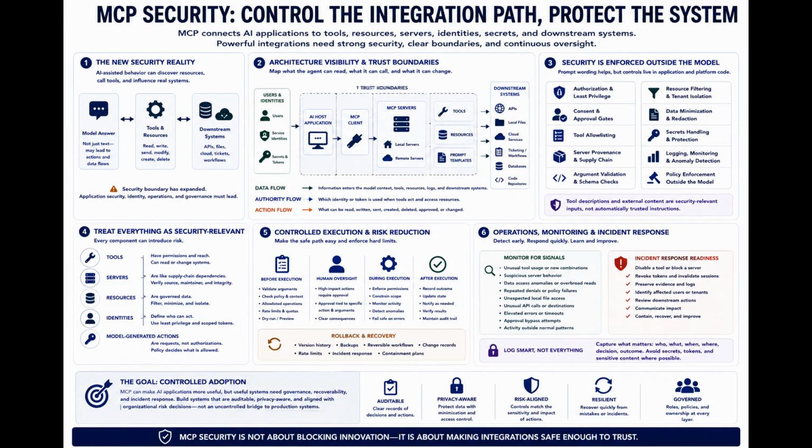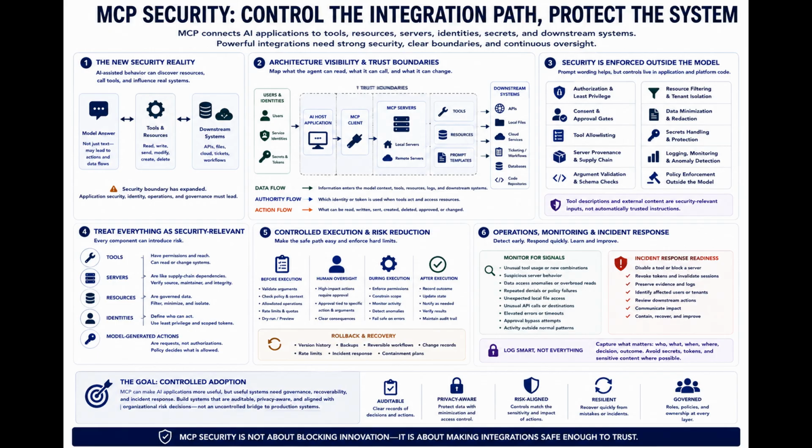Authorization, least privilege, consent, tool allow listing, server improvements, argument validation, resource filtering, tenant isolation, approval gates, logging, and monitoring must be enforced outside the model. Tool descriptions and external content should be treated as security-relevant inputs, not automatically trusted instructions. Data minimization and secrets handling help prevent sensitive information from entering places it does not belong. The goal is controlled adoption.